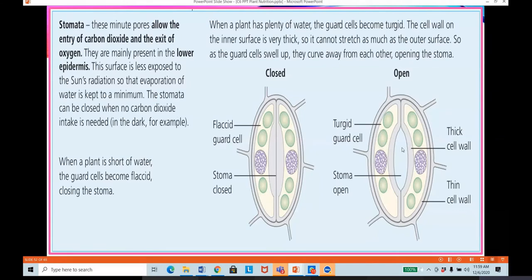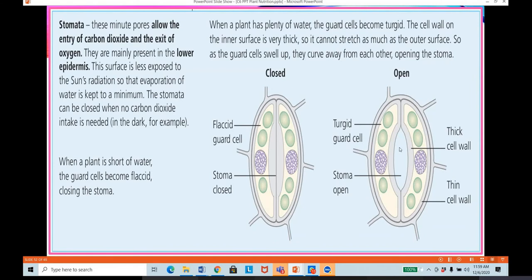Okay, and on the right side you can see the guard cells open, allowing an oval-shaped opening in between, allowing for the exchange of gases and also for the absorption of sunlight to some extent. This happens when the guard cells are turgid. When the plant has plenty of water, the guard cells become turgid like this, and the cell wall on the inner surface is very thick, so it cannot stretch as much as the outer surface. So the guard cells swell up and curve, allowing an opening so that the stomata can allow the exchange of gases. Okay, ladies, so this is how the guard cells open and close.